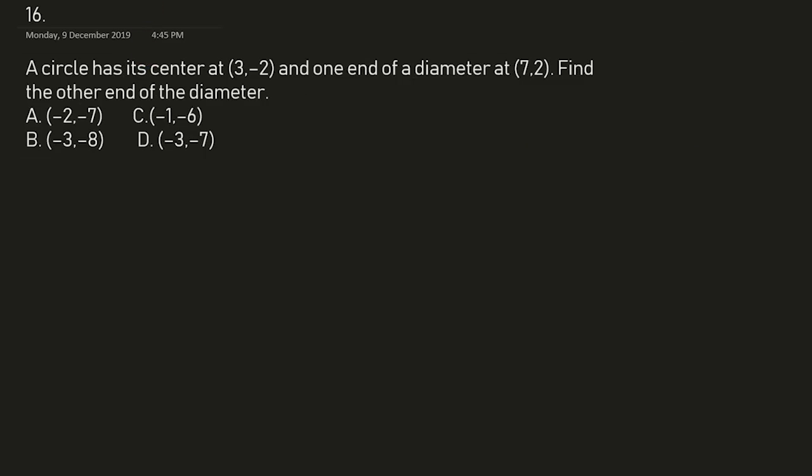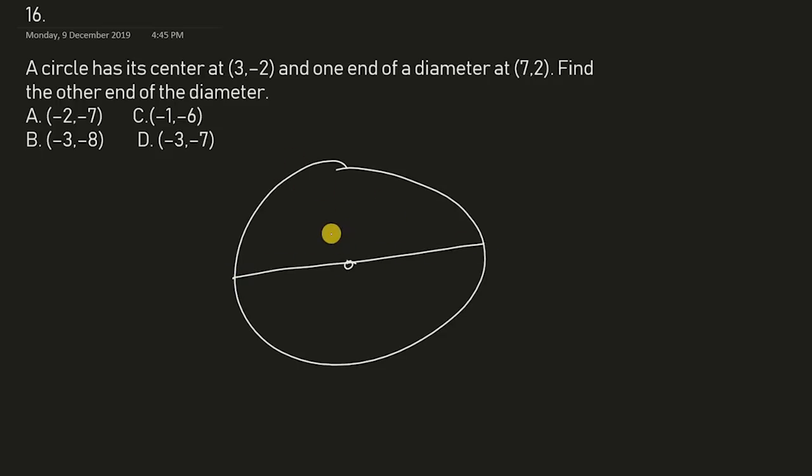Next problem, number 16. A circle has its center at 3, negative 2, and one end of diameter at 7, 2. Find the other end. Alright? So basically, meron daw tayong circle dyan. Sabi, ang center niyan is 3, negative 2, and one end of the diameter is 7, 2. Find the other end of the diameter. Ano daw to? So let's name that x and y.